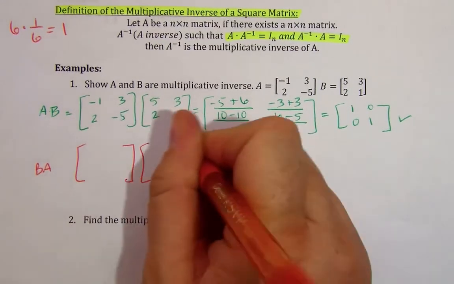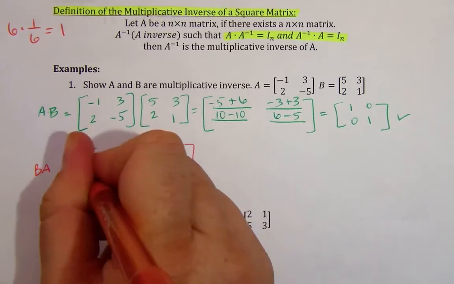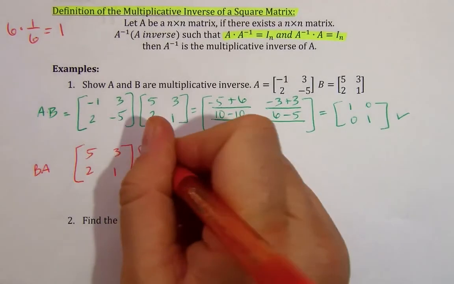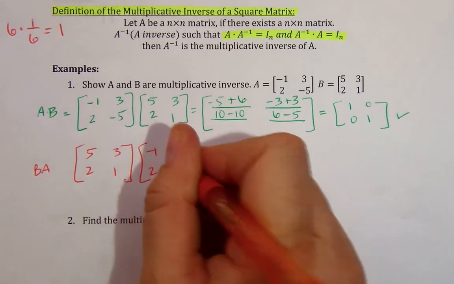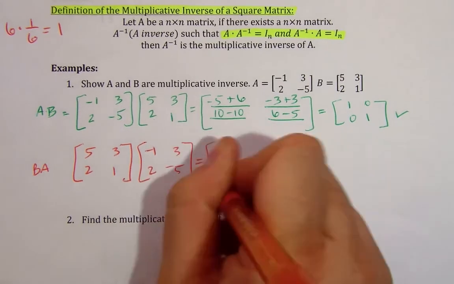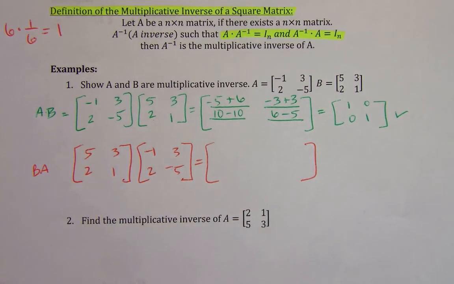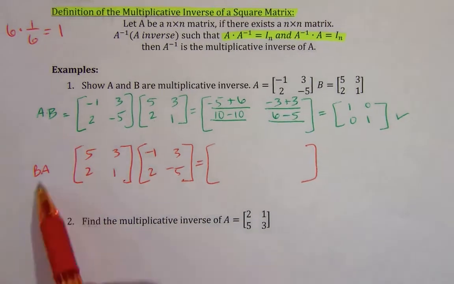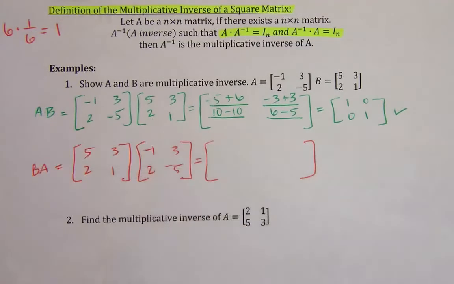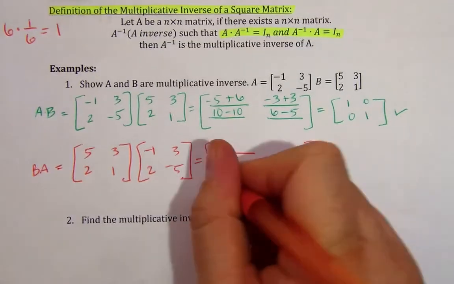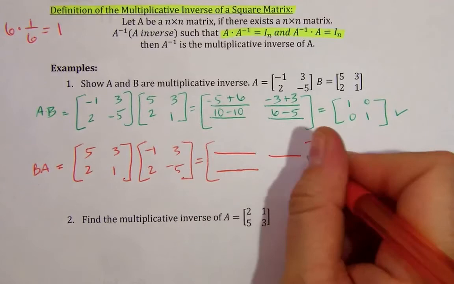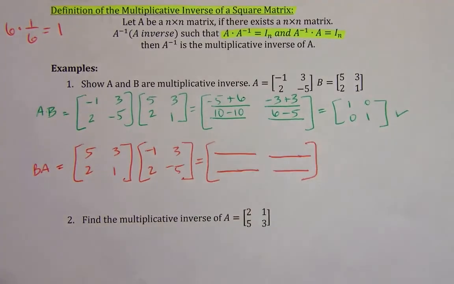So we're switching the order here. So 5, 2, 3, 1, -1, 2, 3, -5. And like we said in 8-3, switching the order is going to get you a different answer. The only time that's not true is if they are in fact inverses. So that's an interesting and helpful property of multiplicative inverses.